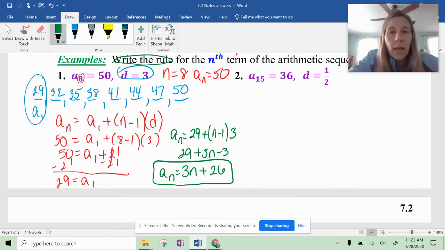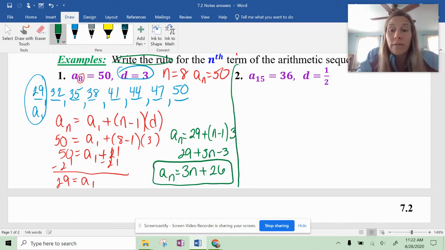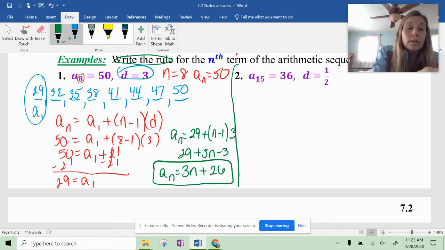Okay, so in order to use that formula to write the explicit rule, you need to have the common difference, the d, and you also need to have that first term, the a sub 1. If they're not giving you both of those, you need to find whatever you're missing and then write the equation or the rule. Okay, so number 2, as you can see, they're giving me the 15th number in the sequence as 36, and the common difference is that you were adding a half each time. So I could subtract a half 15 times and figure out what number that is, or I can just go ahead and use the formula here.